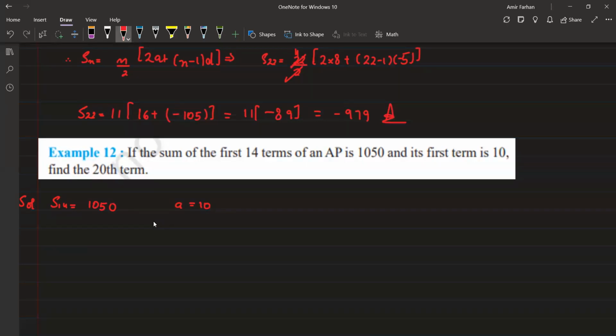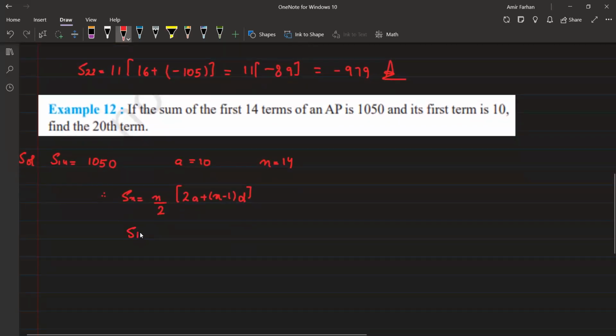First we can use the sum formula, as n is given as 14. Yes, n will be 14. The formula of Sn will be n by 2. Always write the formula before starting the question, it will give you marks. The teacher should know which formula you are using. So S14 is equal to 14 by 2 into 2 into 10 plus 14 minus 1 into d. d is not given, we'll find it out.